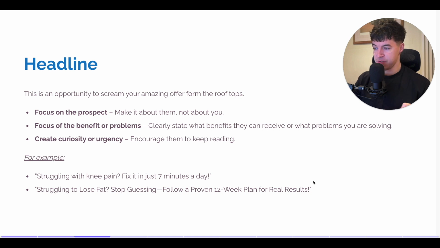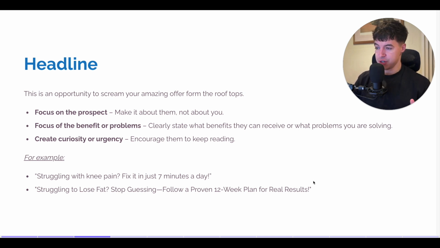So focus on benefits or problems. Clearly state what benefits they will receive or what problems you are solving. So not only are we focusing on the prospect, but we're focusing on either the benefits that they can receive once they start using our service or product or program, or we start talking about the problems that we are solving by putting them through this service, product, program, again, whatever you're selling.